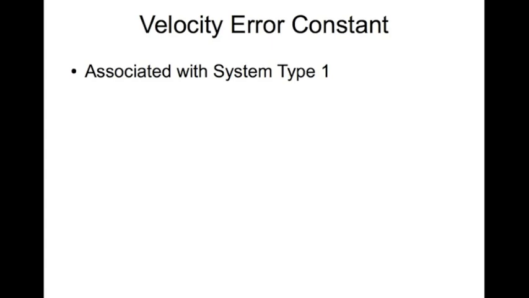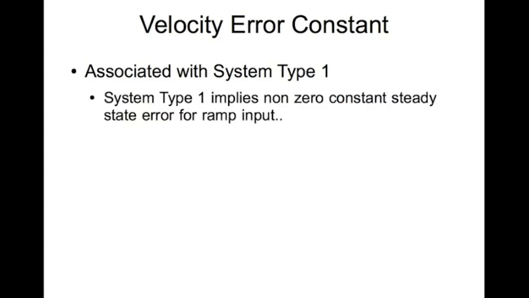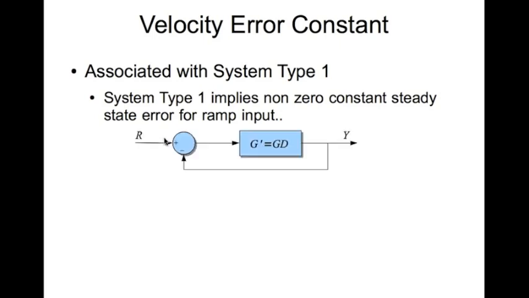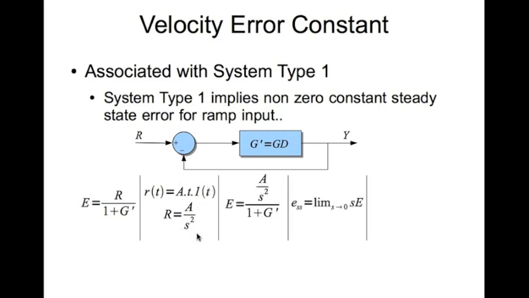Velocity error constant is associated with system type 1. What that means is the system gives you a non-zero constant steady state error for ramp input. Just like before, with the unity feedback system, write an expression for error. Now if r of t, the reference input in the time domain, is a ramp with amplitude A, the Laplace transform of this function is A divided by s squared. Substitute that in the error equation and write an expression for steady state error like so.